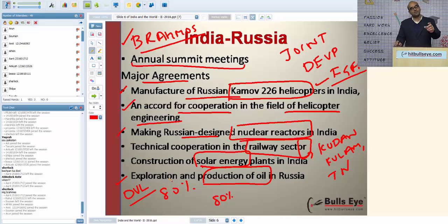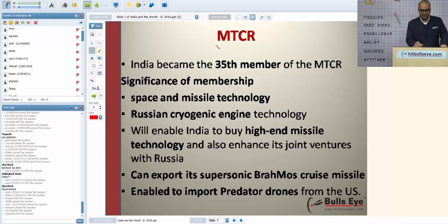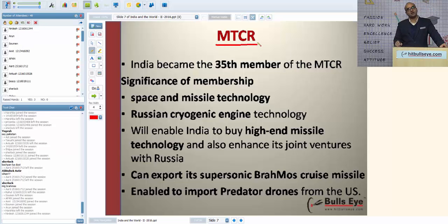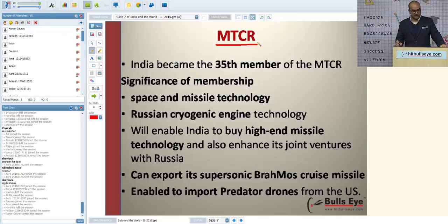So a number of fields that ONGC Videsh Limited has bought in Russia. Next is a very important achievement as far as foreign policy is concerned. We have been admitted into an international agreement called MTCR, that is the Missile Technology Control Regime. This is very important because it now allows us to import space and missile technologies.